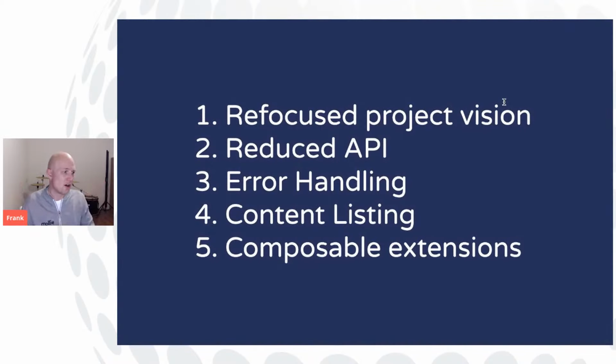So if I go over the things that I did while doing so, I think I rewrote Flysystem about four times before going public with V2. One of the things that was really important was the refocused project vision. I wanted to get back to the roots of what Flysystem was really about initially. I want to also show a reduced API, some fancy things that we've done for error handling and content listings. And then lastly, I want to go into the composable extensions. That's also a part that's new in Flysystem that you might not see.